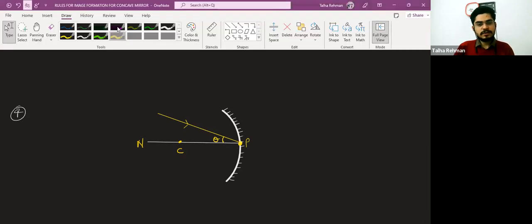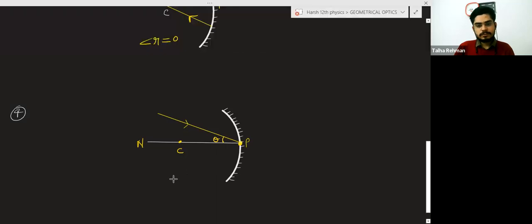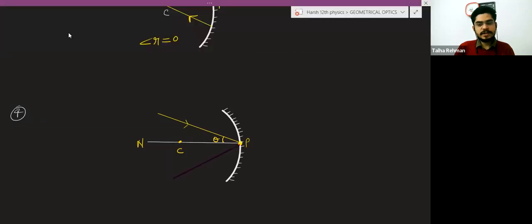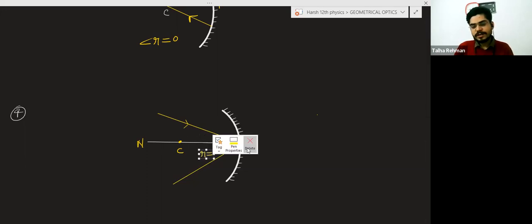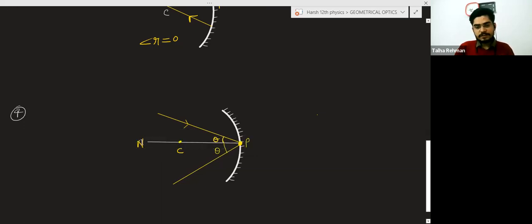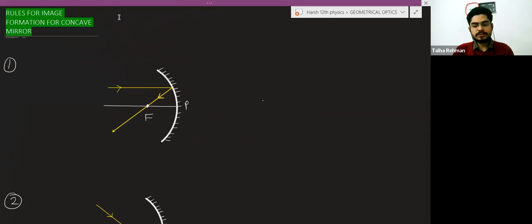after reflection, it will again make an angle of theta. Why? Because this is the normal, and this theta is the angle of incidence, and this is also the angle of reflection. So both must be equal. So if a ray of light is incident on the pole, it will make equal angles with the principal axis. So this is the principal axis. Okay, please note down fast.